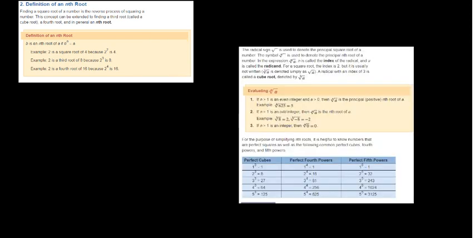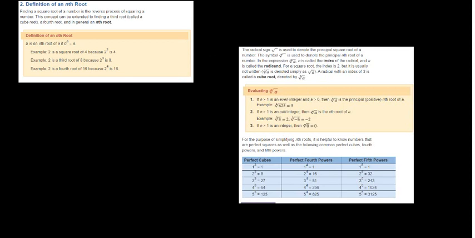Okay, so let's start over here. The definition of an nth root: finding a square root of a number is the reverse process of squaring a number. We know that. The concept can be extended to finding a third root, called a cube root, or a fourth root, and in general an nth root. Okay, n obviously just being a variable, right?